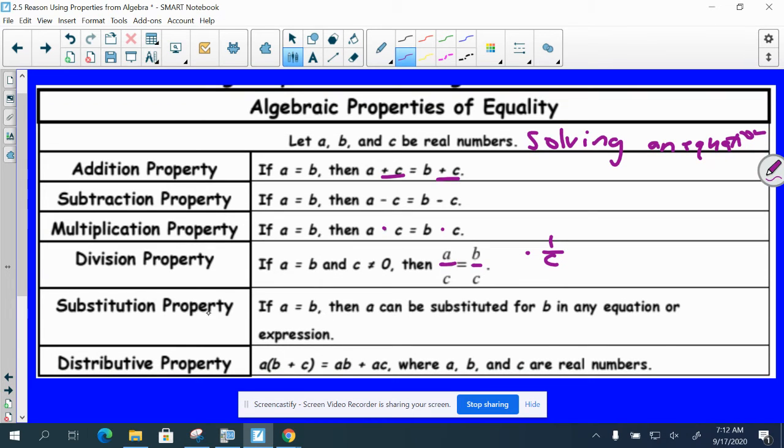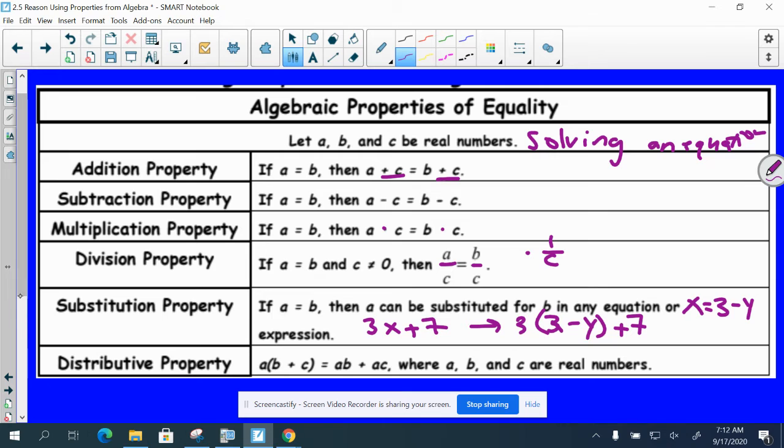The substitution property. So if A is equal to B, then A can be substituted for B in any equation or expression. So think about it like if you have the expression 3x plus 7, and let's say that x is equal to 3 minus y, then you can substitute this in for x. So you would rewrite it as 3 times (3 minus y) plus 7. This might remind you of solving a system of equations.